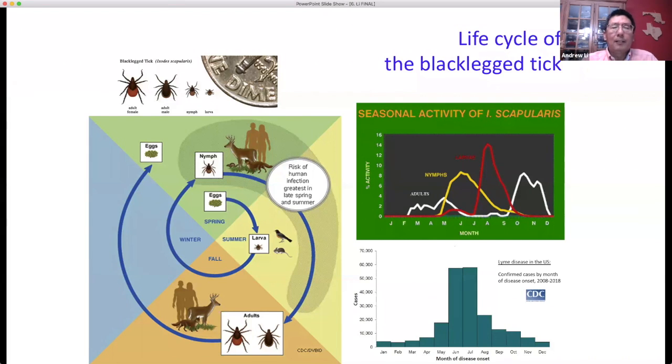It has an immature stage feeding on smaller rodents like white-footed mice, and adult ticks prefer feeding on large animals like white-tailed deer. Whenever they get a chance to get on people, that's how we contract Lyme disease from a tick bite.